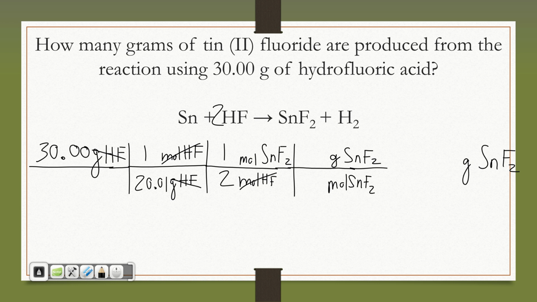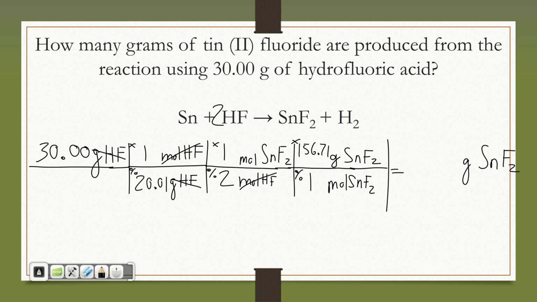Okay? When grams and moles are together, it's 1. And then I need to figure out the molar mass of SnF2. So 19 times 2 plus 118.71, 156.71. And I have set everything up. I'm going to multiply everything across the top, and then in my calculator I'm just going to hit divide in front of every number on the bottom.